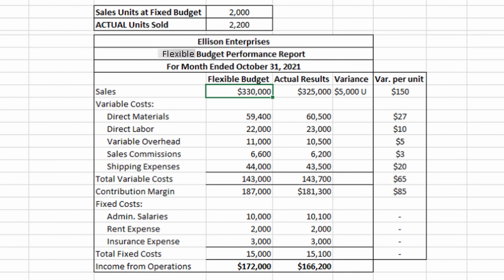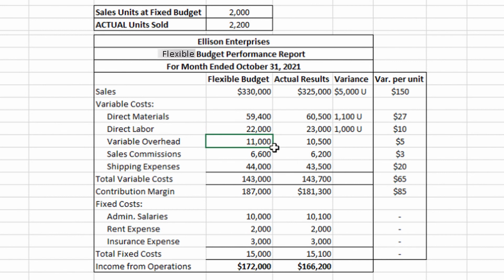It's important to note that we don't use negative signs when writing out variances, only the label as F for favorable or U for unfavorable. Moving down to direct materials, the difference between the budget and the actual result is $1,100, and this variance is unfavorable. Why? Well, because the actual cost is higher than the budget. We have more costs than budgeted, which leads to lower net income, and an unfavorable variance. The direct labor variance is $1,000 and is also unfavorable, since the actual cost is higher than the budgeted amount.